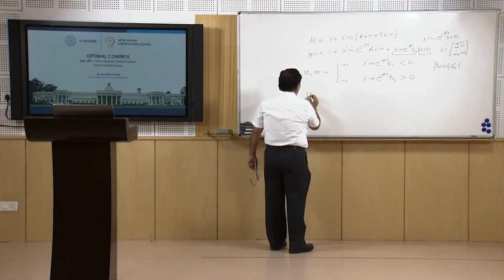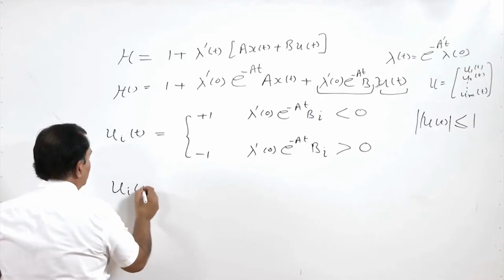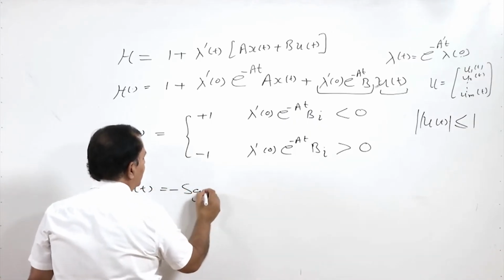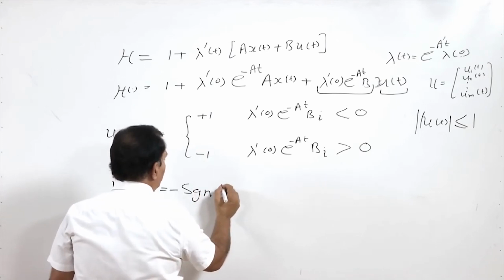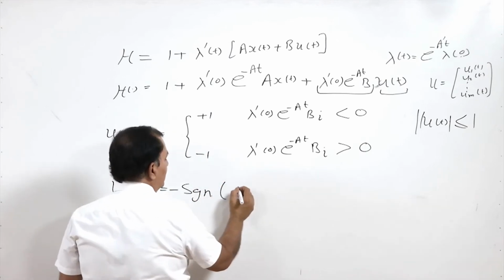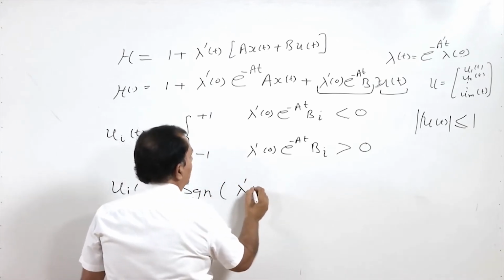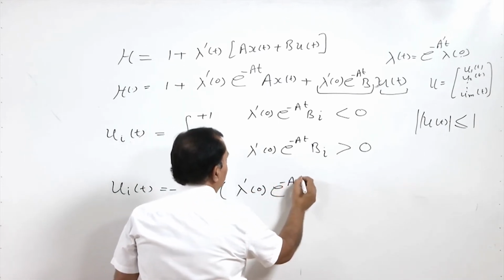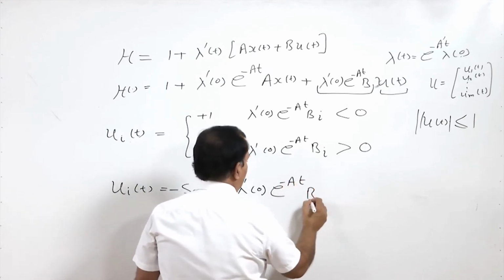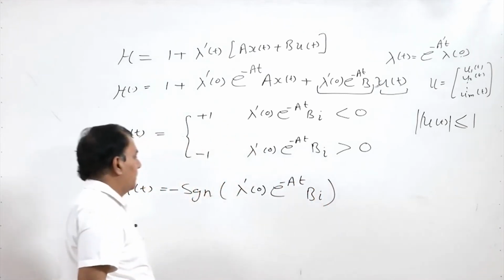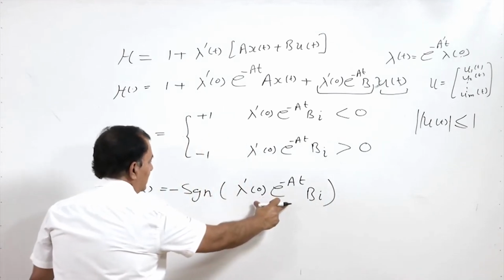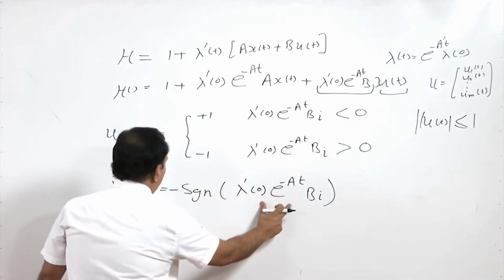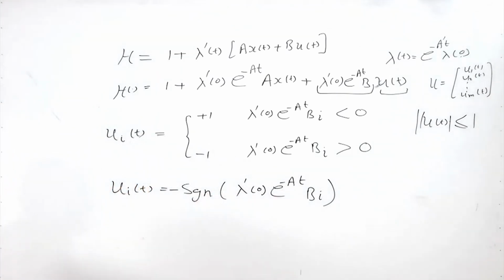or in general I can write this ui as the minus signum function of lambda prime 0 e to the power minus At bi. So, if this sign is negative, u will be positive. If this sign is positive, my u will be negative.